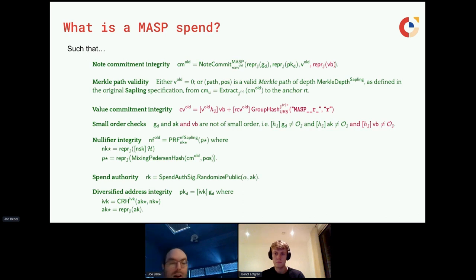We have some extra fine details about checking that these points are not small order and clearing cofactors. This has to do with the fact that the Jubjub curve is an Edwards curve and has a cofactor, which you can read the details about in both the Zcash specification and the MASP specification. Okay, so spending a note is actually not very different at all.